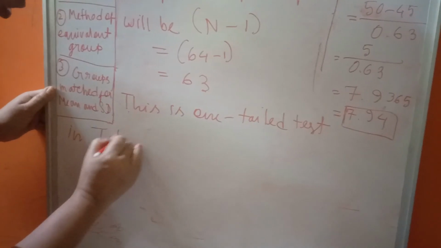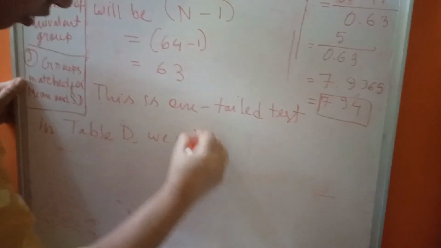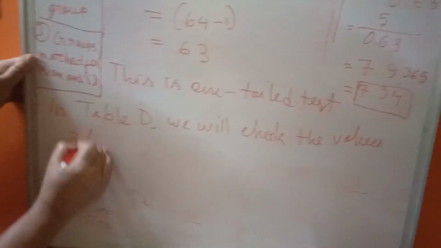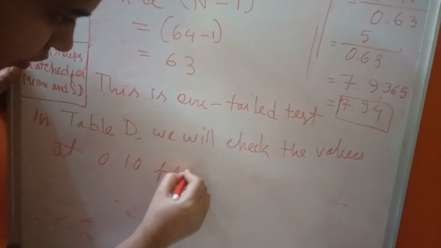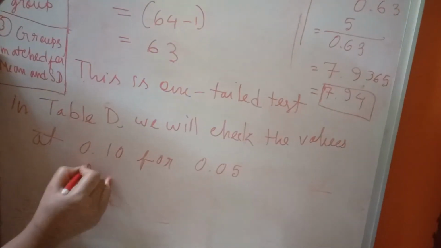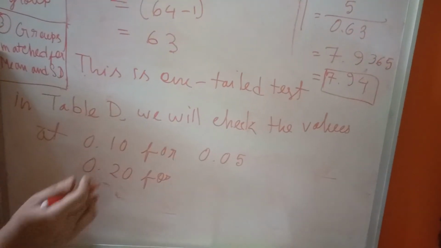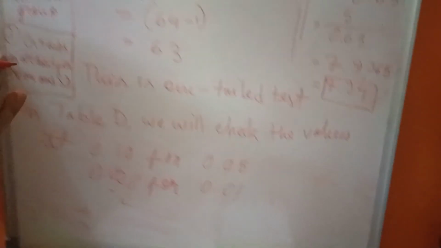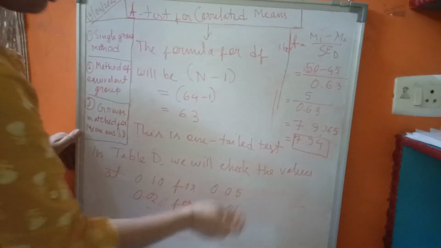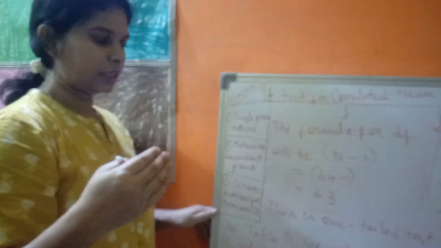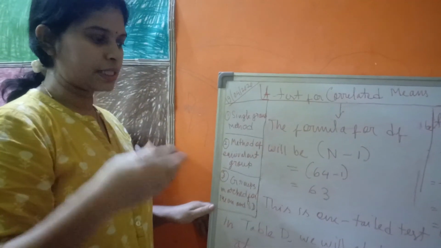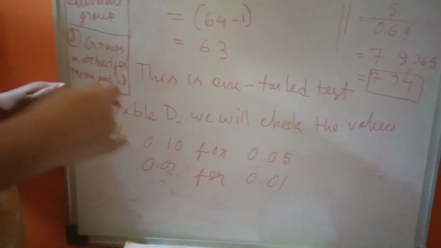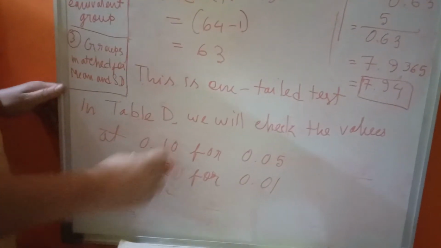So in table D, we will check the values at 0.10 for 0.05 and at 0.02 for 0.01. Because in a two-tail test 0.01 is split with 0.005 on both sides, but when it is one tail, we consider all the cases on one side of the normal curve. So it will be 0.02 for 0.01, and at one side 0.10 for 0.05.